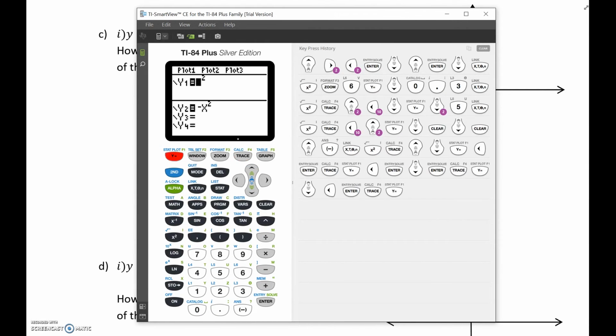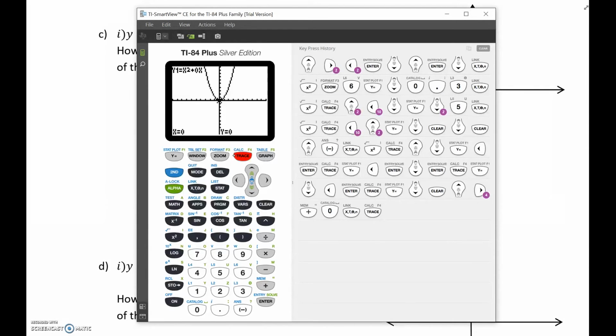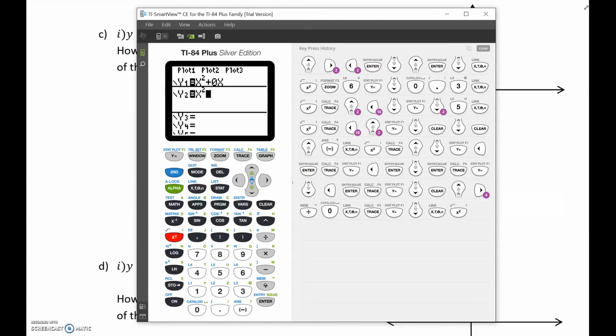So go back here. I can leave the first one because it says x squared plus 0x, which is the same as just x squared. Now you could put in the plus 0x, but you can trace it and see that it doesn't change our graph. It's the same as y equals x squared, that parent function. Let's try the other two. x squared plus 4x, and x squared minus 6x.